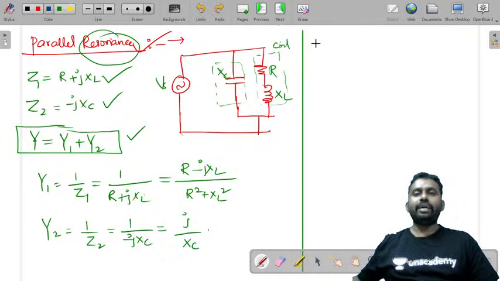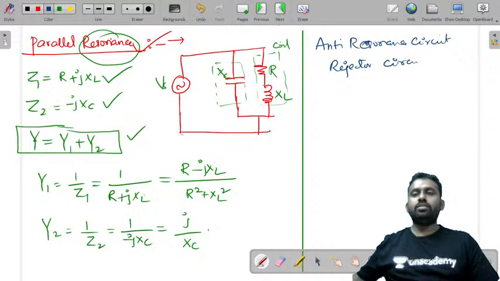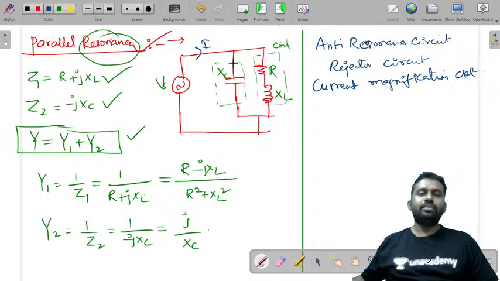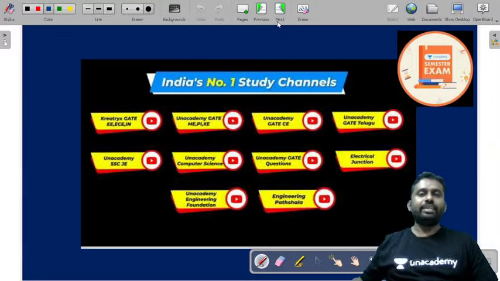This is also named as anti-resonance circuit or a rejector circuit, or it is also a current magnification circuit. The source current and the current across this capacitor and current across this inductor. The current across this inductor is much greater than the source current, so we will call this a current magnification circuit. We should also write the quality factor here.